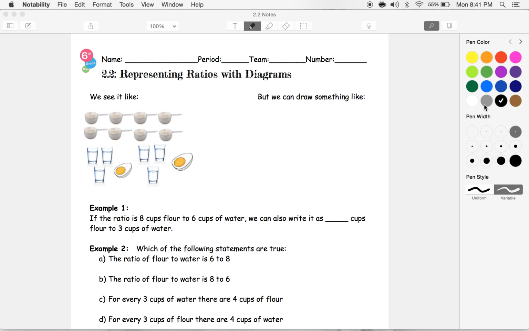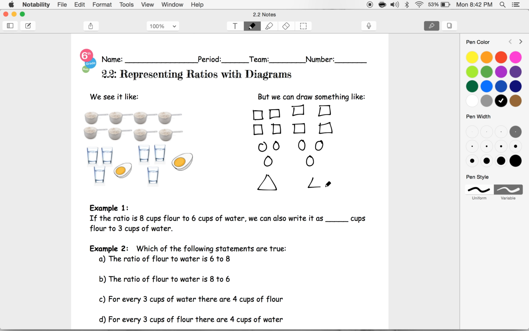So what you can do with a lot of this stuff and that idea of diagrams is you can simplify just using shapes. So maybe I'm going to take these flours and I'm going to make them squares. So 1, 2, 3, 4, 5, 6, 7, 8. And maybe then I'm going to take my waters and draw them as circles. 1, 2, 3. 1, 2, 3. And then maybe I'm going to make my eggs triangles.